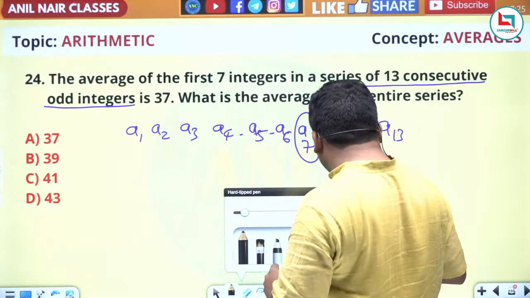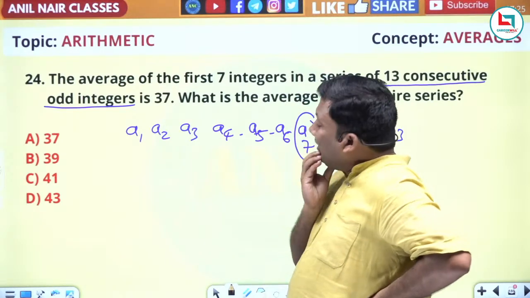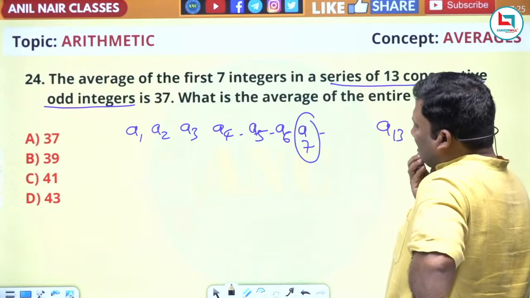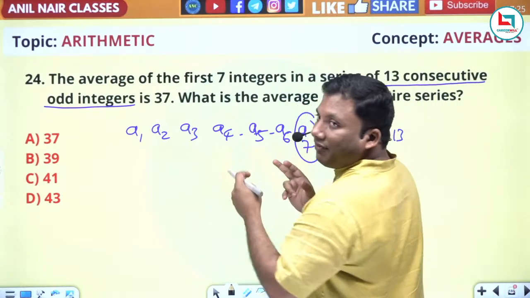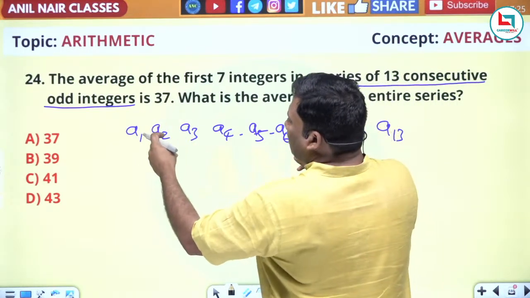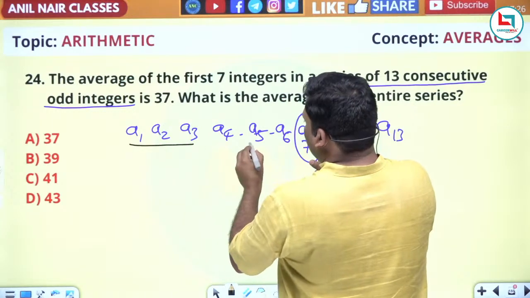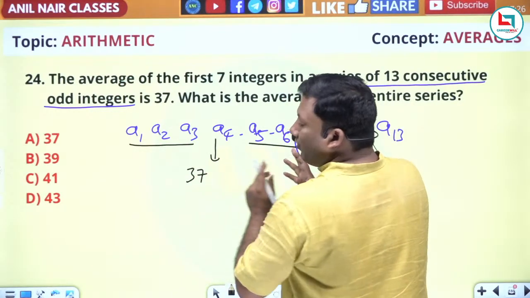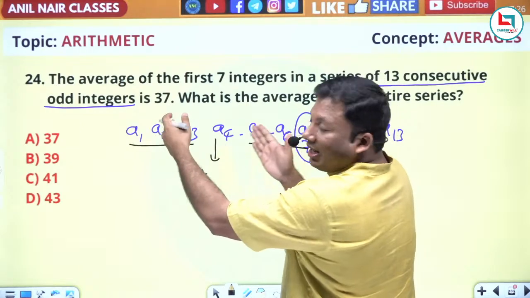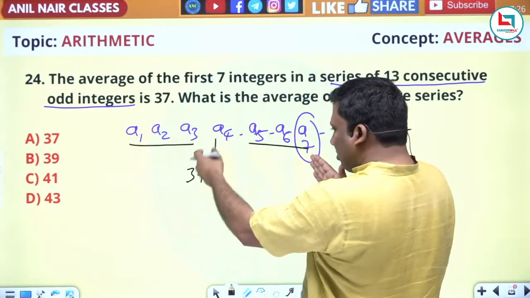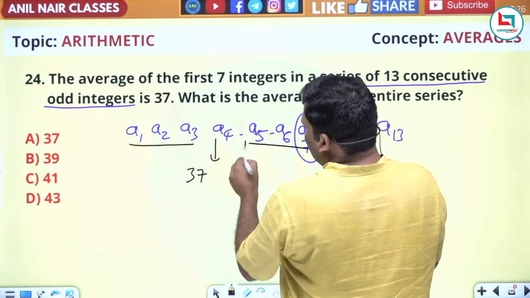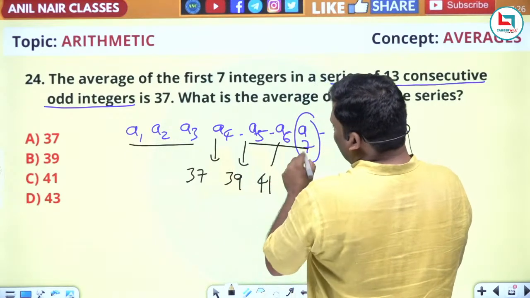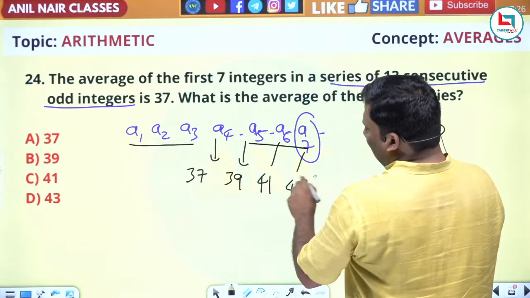Now listen carefully. Average of the first 7 integers. If it is these 7, what is the average? 3 to the left, 3 to the right. This is 37. Are you all with me? 7 numbers, right? 3 to the left, 3 to the right. Middle is 37. So this will be 39. This will be 41. This will be 43.